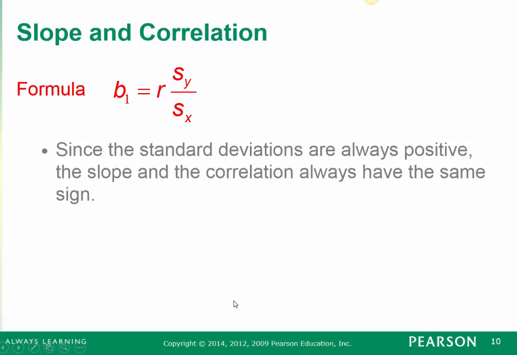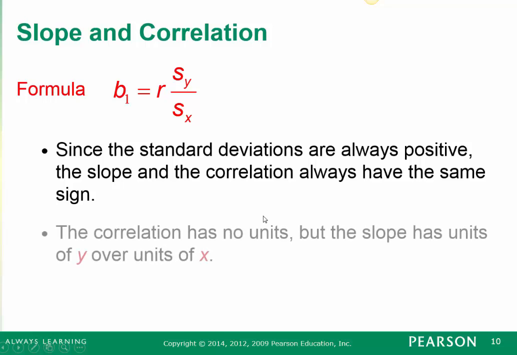So here's some formulas. I'm not going to have you worry about them. What I did want to point out, though, is that the slope is related to the correlation coefficient. And in fact, the sign of the slope is going to be the same as the sign of the correlation coefficient. So if the correlation is positive, the slope will be positive, which makes sense. If the slope is negative, the correlation will be negative.